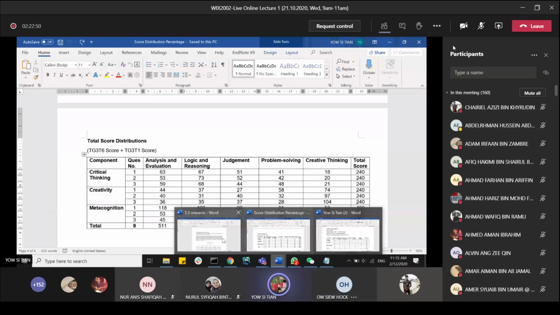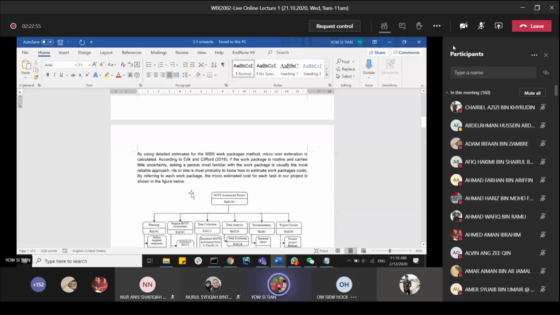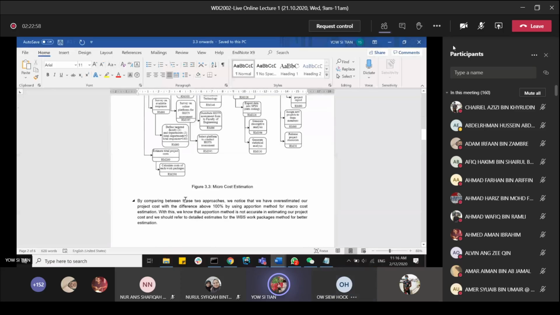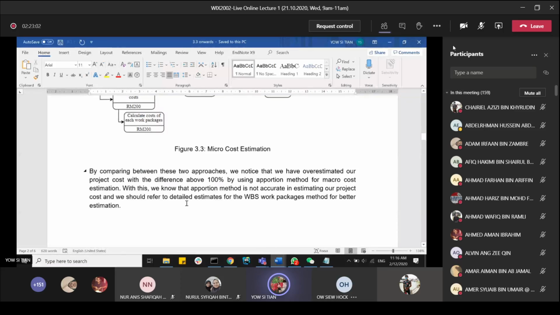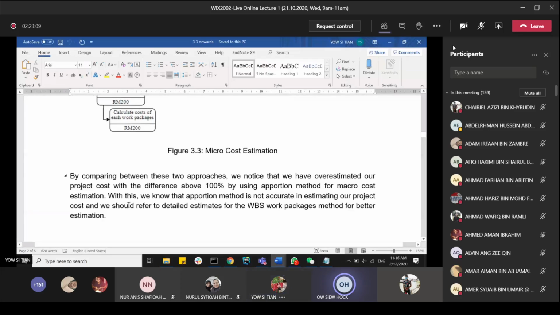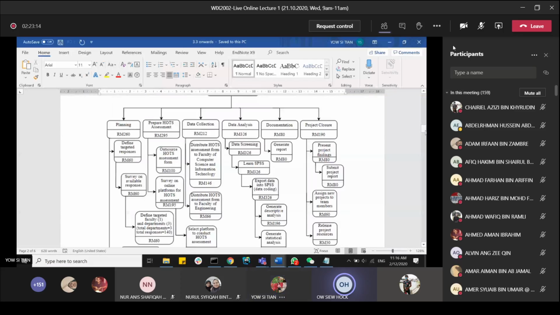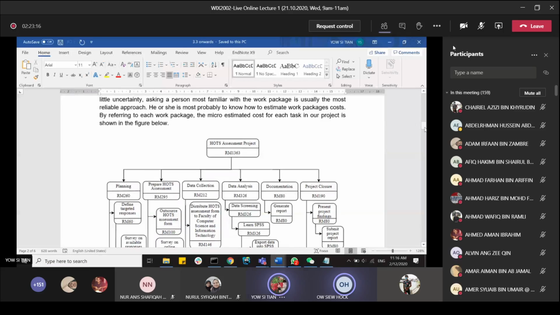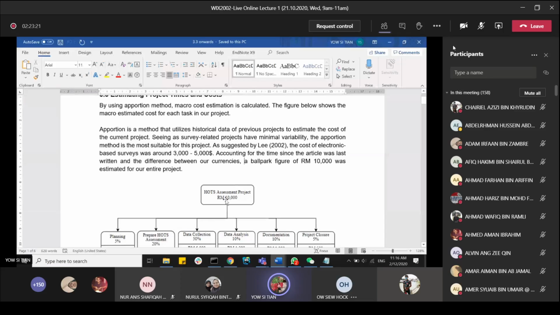Can I ask one more simple question about the macro estimation and micro? Sure. Because you did mention that we need to compare between these 2 approaches, is it okay if I compare like this? Can you please show me the macro and the micro? What is the value for macro and what's the value for micro? Micro will be using work packages detail, right? Yeah. Macro is which approach? Is it a portion or what? For macro, we are using a portion method, and we assign 10,000 for macro.